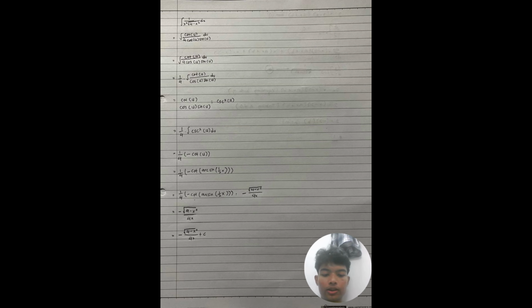So the final answer is: the integral of square root of 4 minus x squared over x squared dx equals minus square root of 4 minus x squared over x minus arcsin of x over 2 plus C.